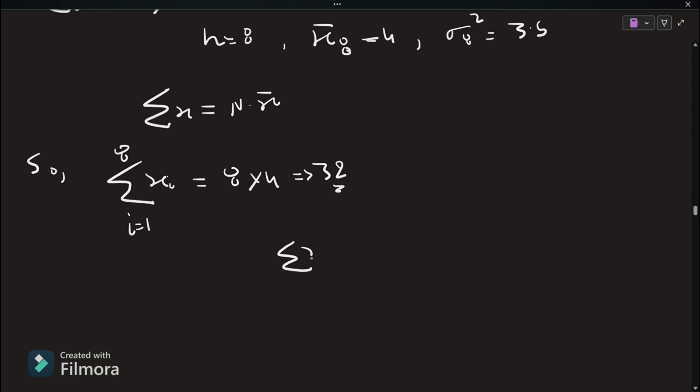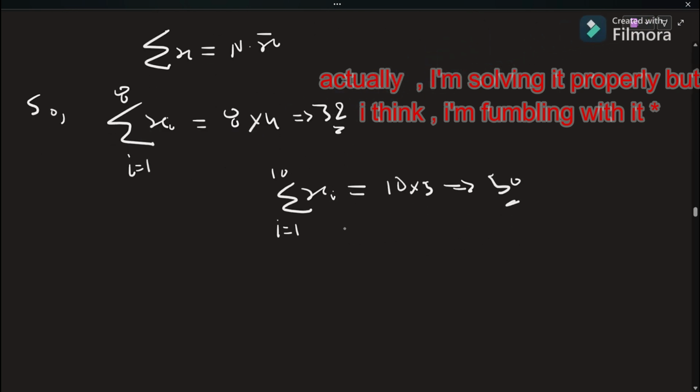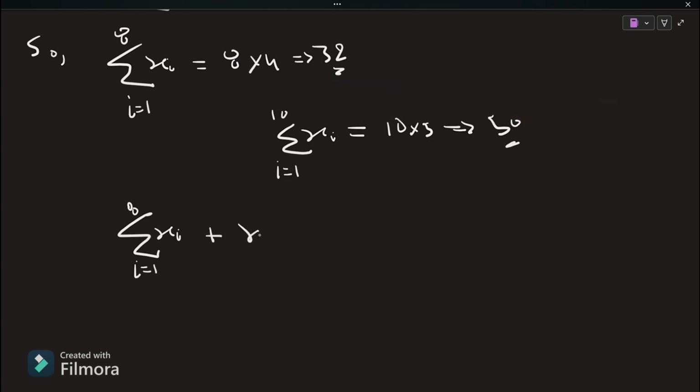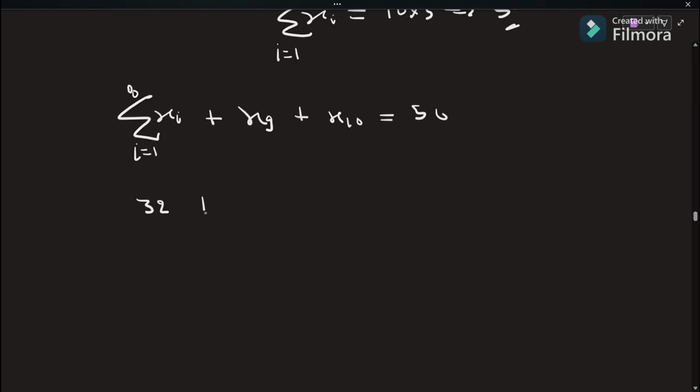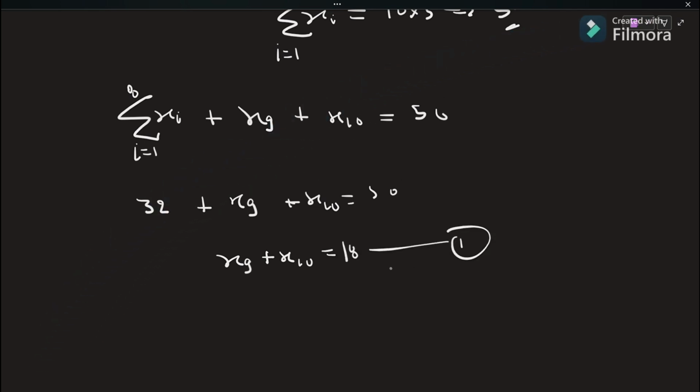For 10 observations, 1 to 10, I just solved this question, but I am not able to explain it properly. Let's see, I will try to explain. Plus x9 and x10, we have 10 terms. So 32 plus x9 plus x10 equals 50, so x9 plus x10 equals 18. That's it. This is the first equation.